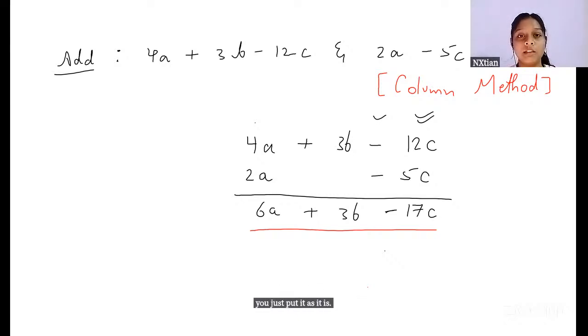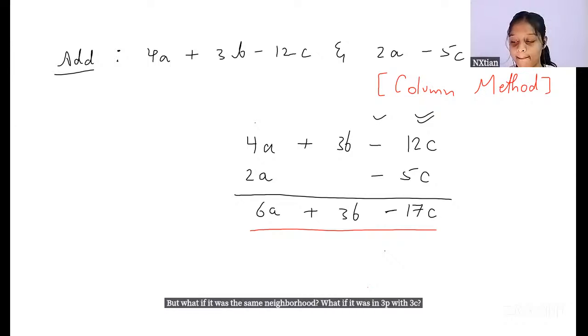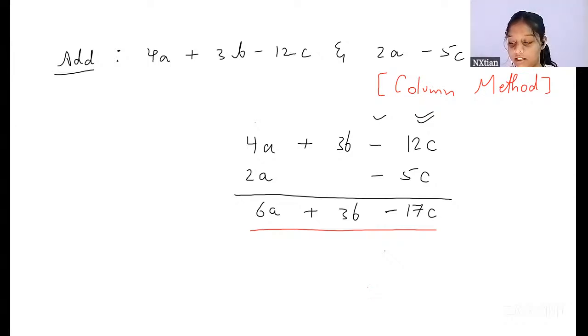Okay, but Edric just said that because it's a different variable. But what if it was the same variable? What if it wasn't 3b with 3c? If it was 3c, then it would have come directly below at the place of 3c. So even then we wouldn't have done it. Yes, even then you don't have to carry anything, just add it.